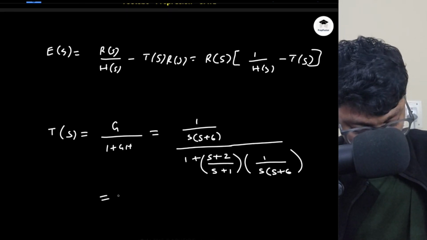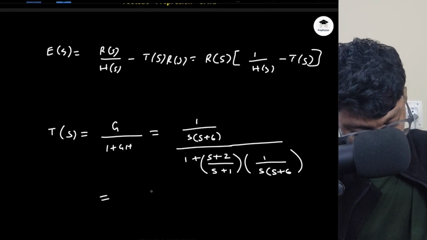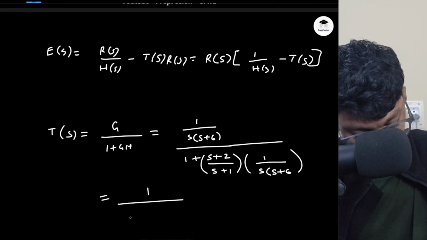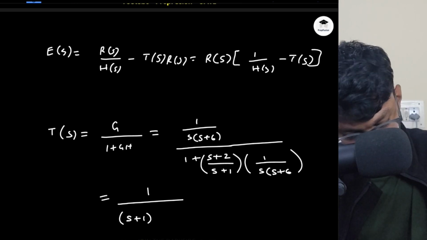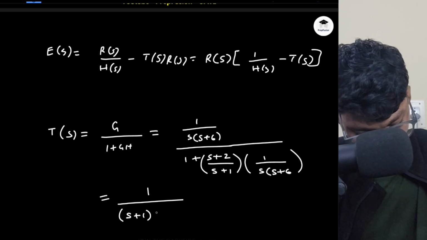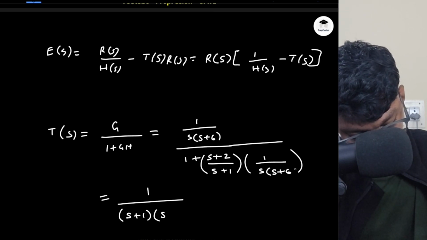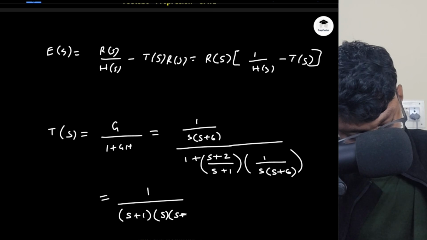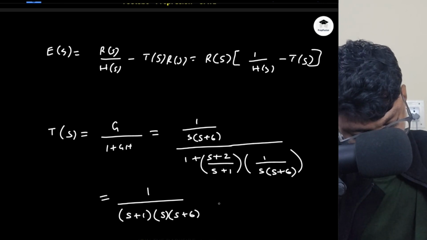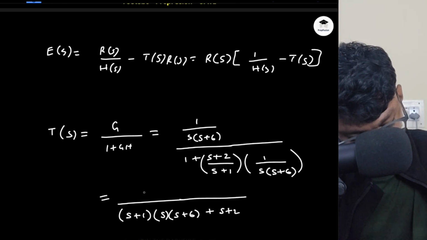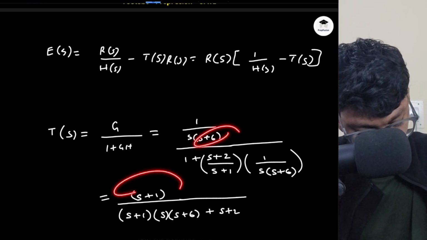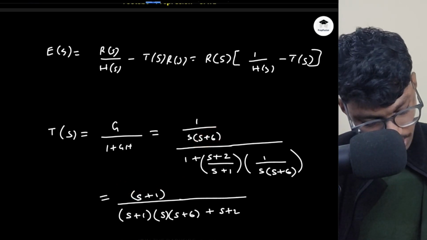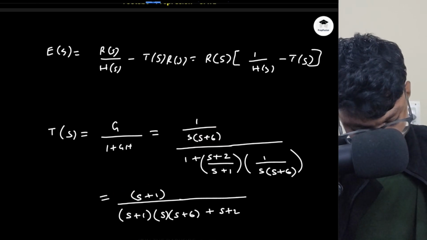Okay, so this is equal to 1 divided by (s plus 1) into s into (s plus 6) plus (s plus 2), and in the numerator as well I will get (s plus 1), correct, because s into (s plus 6) will get cancelled. (s plus 1) will be there in the numerator as well. Okay, so this is the case actually.